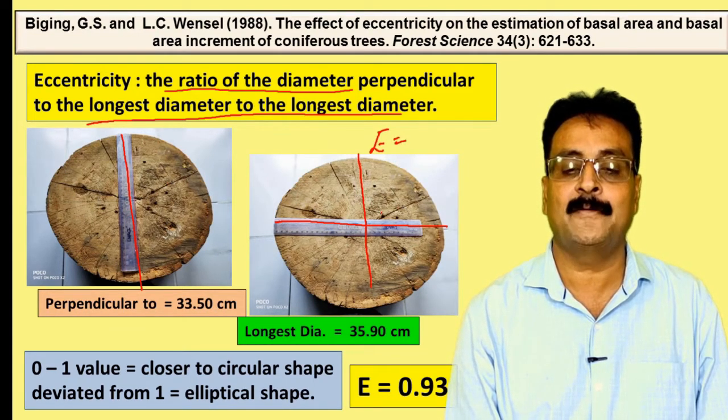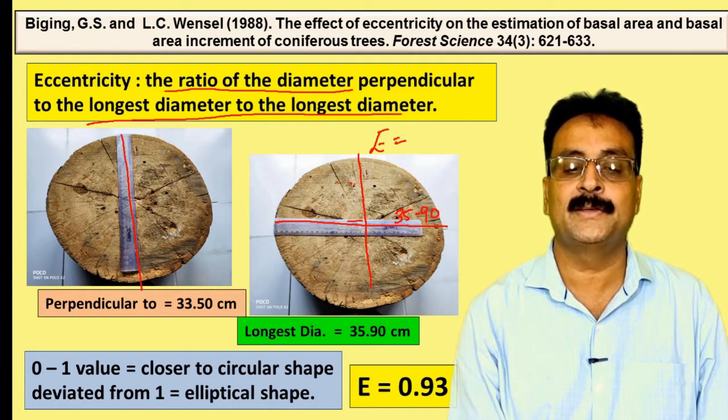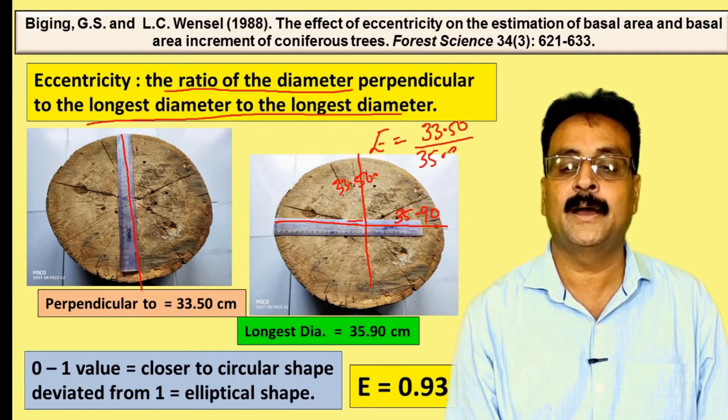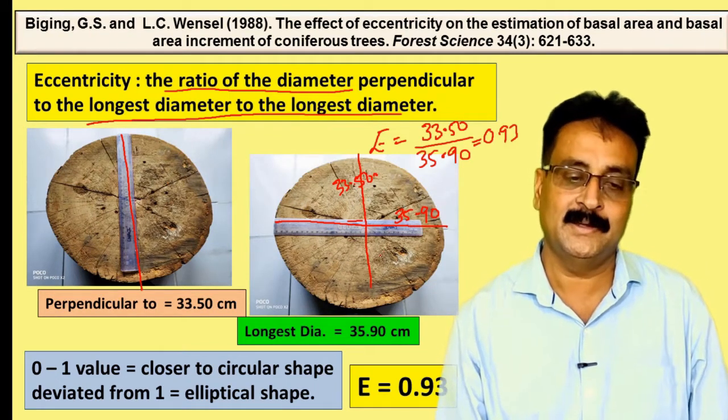So how we will do it? Suppose this is the longest diameter. We have 35.90 and the perpendicular diameter is 33.50. So we will divide 33.50 by 35.90. So how much do we get? 0.93.